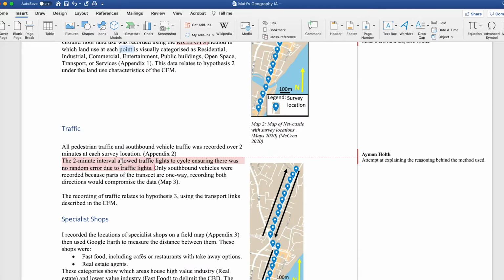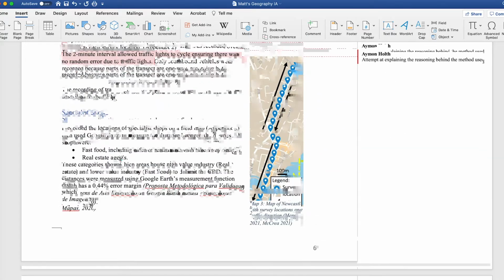Or actually this is quite nicely done, but I don't see this attempt of explaining the reasoning behind your method in the other sampling methods, which are land use, specialist shops, and so on.